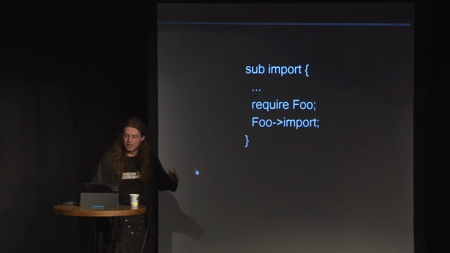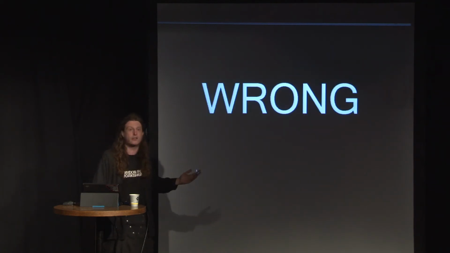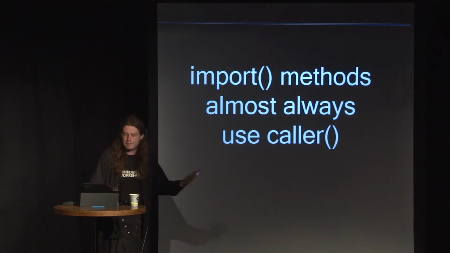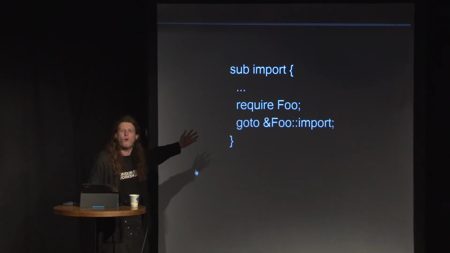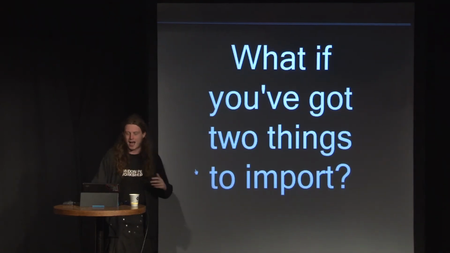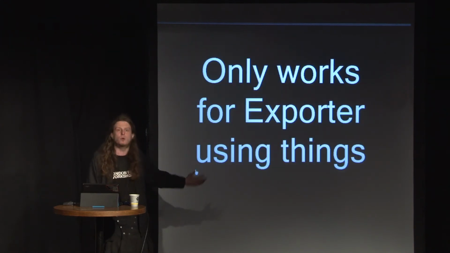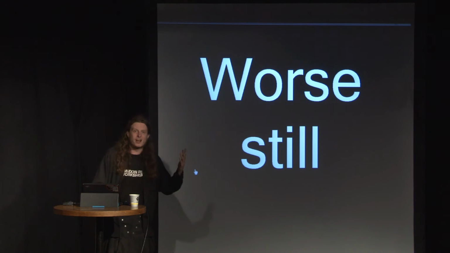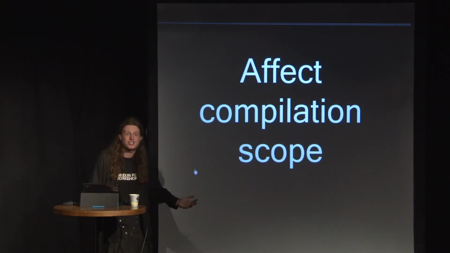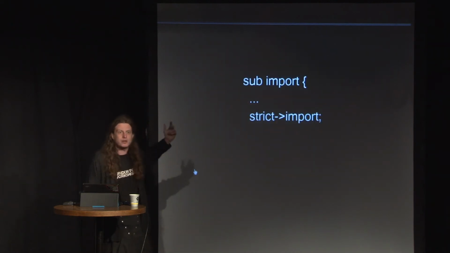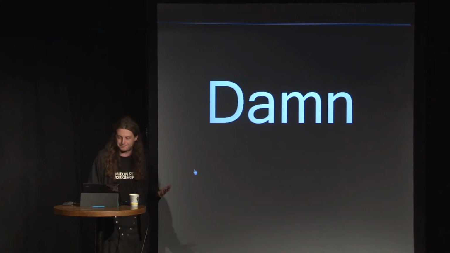Okay, importing. Importing is interesting, because, you know, you go require Foo; Foo->import. Well, no, that's wrong. Doesn't work. Import methods almost always use caller, so you have to do goto, because goto's always a great idea, right? What if you've got two things to import? Well, you can call export_to_level, but that only works if it's using Exporter. Worse still, pragmas. Strict and warnings affect the current compilation scope, not the caller. So you need to call strict->import. So you have two methods, one doesn't work for the other.